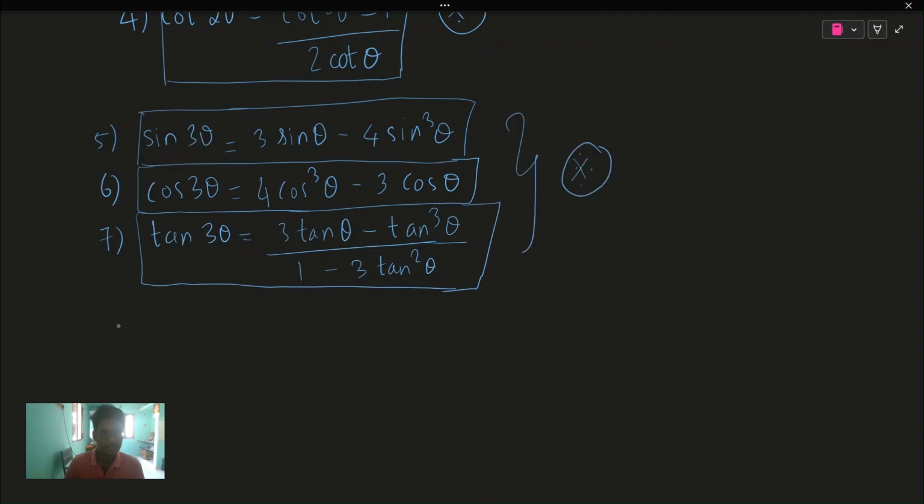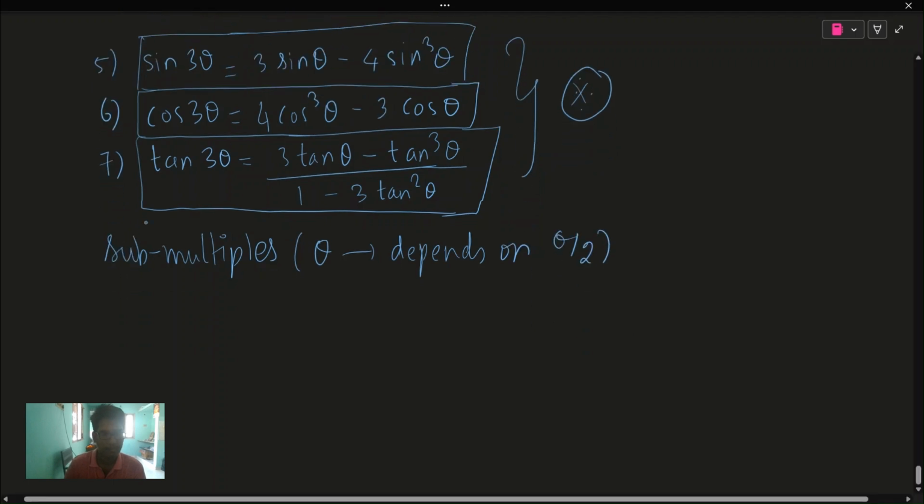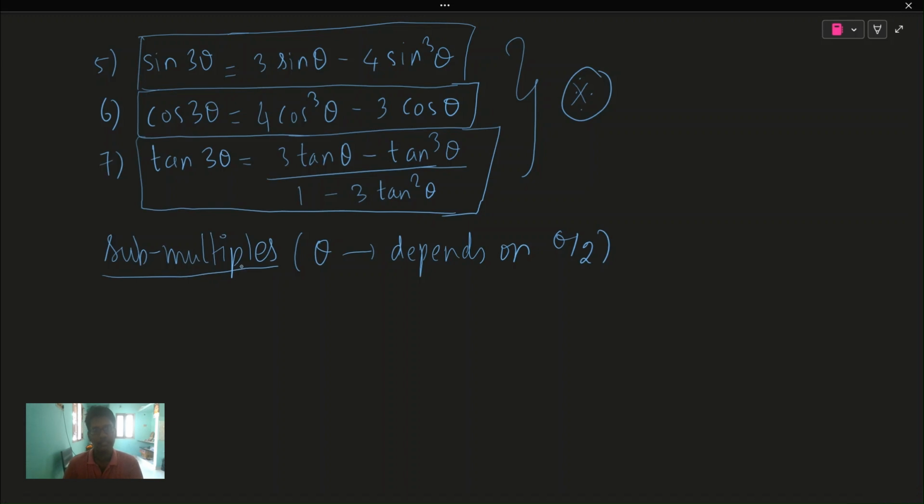So now let's see the submultiple angles. Submultiple in the sense the angle is dependent on its half angle, which means, for example, theta depends on theta by 2. This is popularly known as submultiples. And if theta depends on n theta, in the sense 2 theta, 3 theta, 4 theta, it is called multiples. So let's see how the ratios behave.